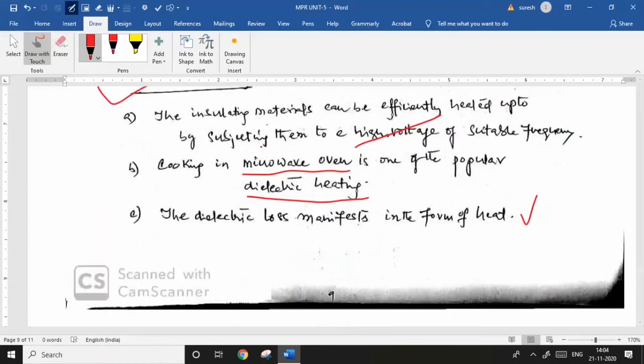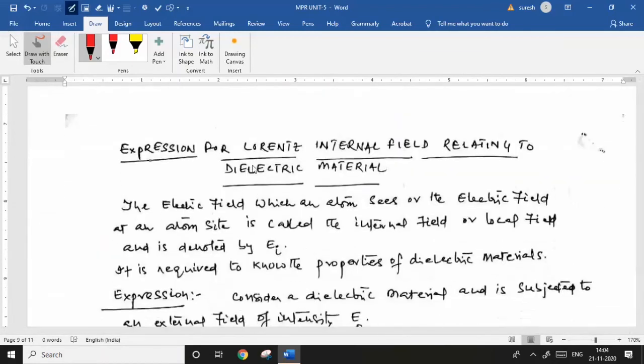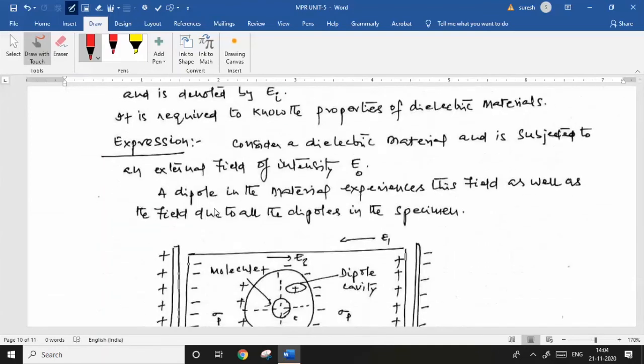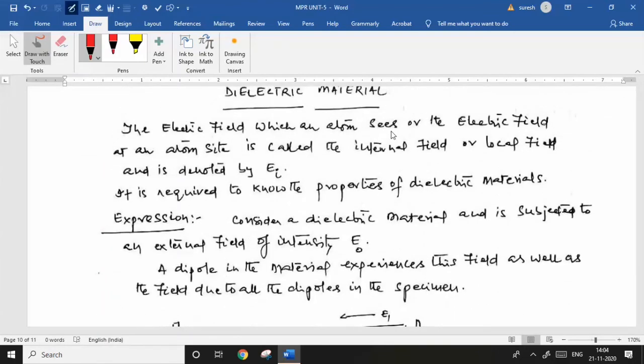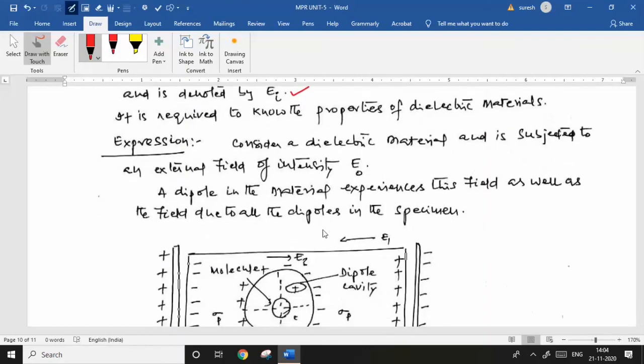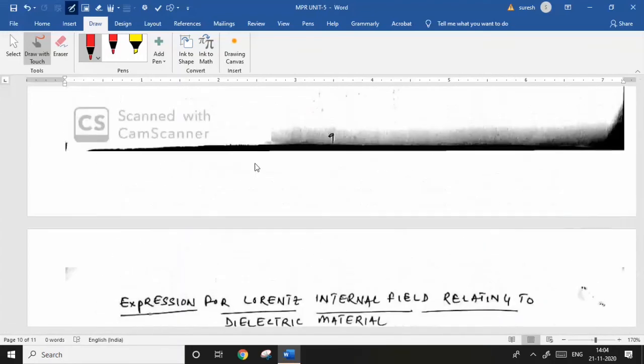Now I would like to enter into the most important essay question expected from dielectrics, which is the expression for the Lorentz internal field in dielectric material. The electric field which an atom sees, or the electric field at an atom site, is called the internal field. The internal field may also be defined as the local field, and that is why I represent it with E suffix i. What is E suffix i? E means electric field and i means internal field. It is required to know the properties of dielectric materials. Let us derive the expression for this Lorentz internal field.